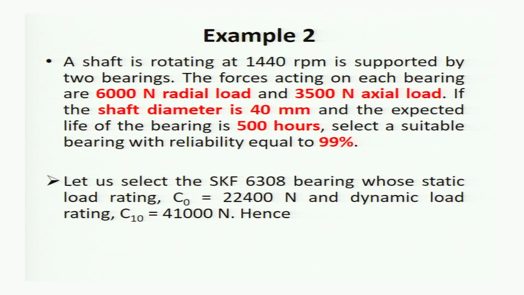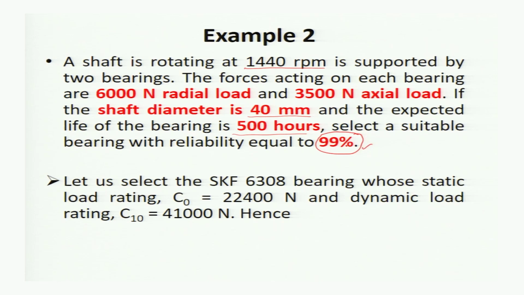Now, let us take another example in which the reliability required is other than 90%, the rated reliability. In this particular case, again the revolution of the shaft is 1440 and the radial load is 6000, axial load is 3500, shaft diameter is 40 mm and the expected life is 500 hours. Every data is similar to the previous one, but the reliability required is now 99%.